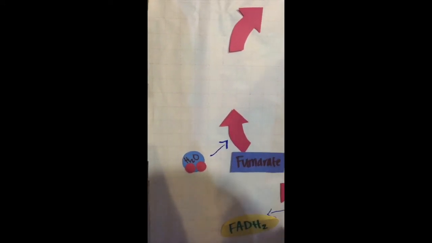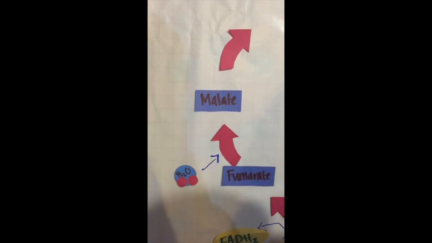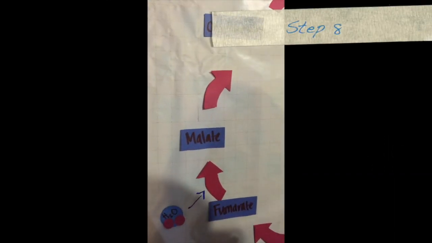In step 7 of the citric acid cycle, the bonds in the substrate are rearranged when a water molecule is added, which forms malate.